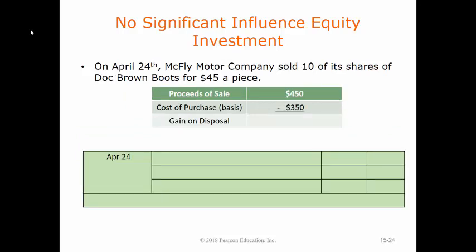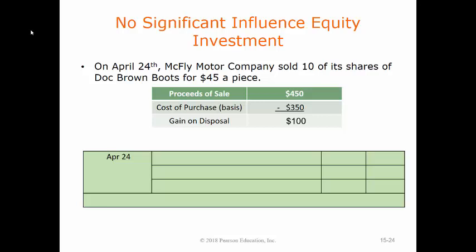Later on, we are going to sell a portion of our ownership in Doc Brown Boots. We're selling 10 of those 100 shares that we previously purchased, and this time we're selling them at $45 a share. And that's good for us because if we back up a couple of slides, we bought these shares at $35 a share originally, which means our proceeds from the sale is going to be $450. We're selling 10 shares for $45 a piece. Our basis in those shares that we are selling, our historical cost that we acquired them at, is $350. Those 10 shares cost us $35 a piece when we bought them, which means we're turning a $100 profit on the disposition of this investment.